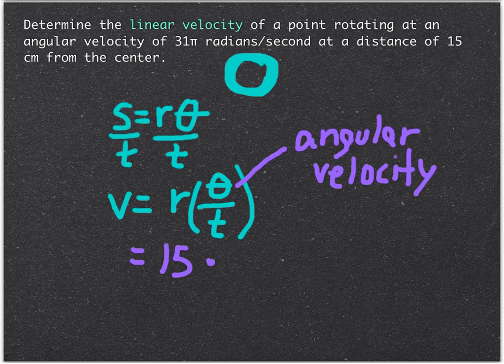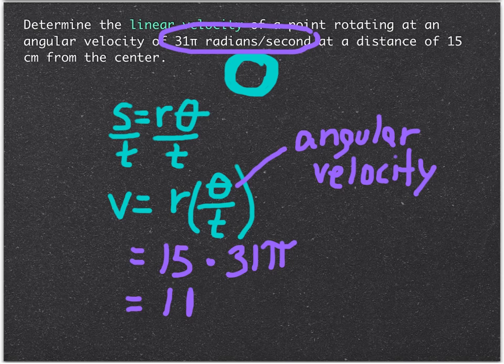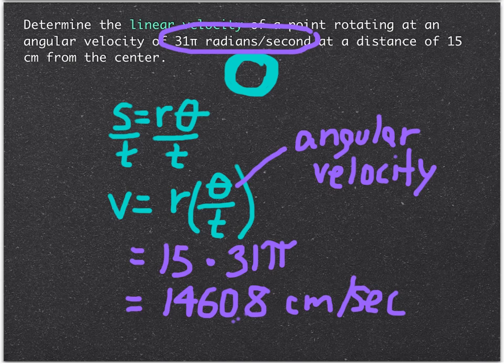That's what we're given here. This 31 radians per second is that angular velocity, 31 pi. And so I just multiply those two things out, and I get a decimal. I get 1460.8, decimal point right in there, and that's going to be centimeters per second. So again, there's a nice connection between the angular velocity and the linear velocity, if you can recognize that. But a little common sense will go a long ways on these.